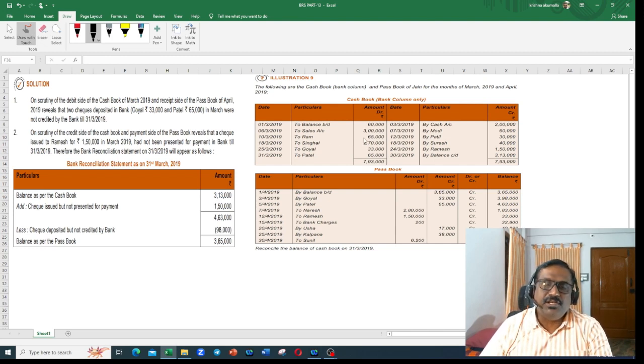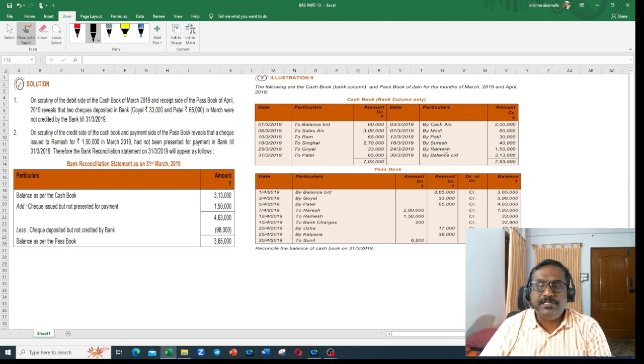To Ram account 65,000. What does it mean? Check received from Ram, deposited in the bank. To Singh. What does it mean? Check received, deposited in the bank. To Goyal. Check received from Goyal, deposited in the bank. To Patel. Check received from Patel, deposited in the bank. Start understanding the fundamentals. You will never commit a mistake.